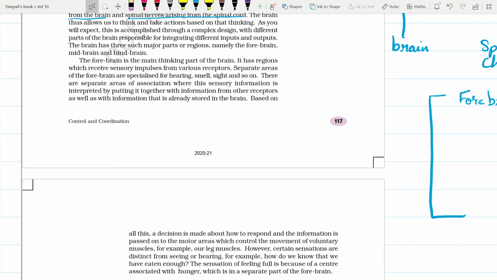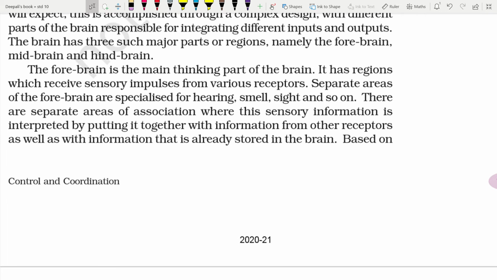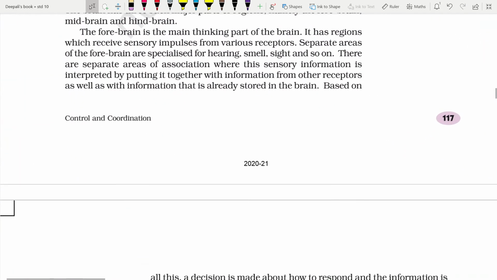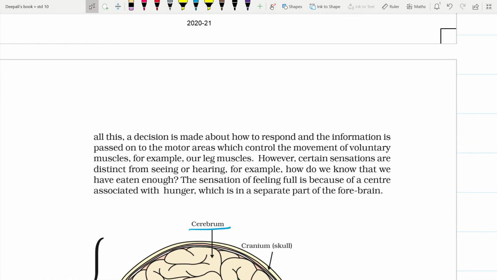Now this forebrain has the largest part, cerebrum, which is convoluted as well to increase the surface area of the brain. And by putting the information together from all receptors as well as with information that is already stored in the brain, based on all this, the decision is made about how to respond, and the information is passed on to the motor areas which control the movement of voluntary muscles, for example our leg muscles.